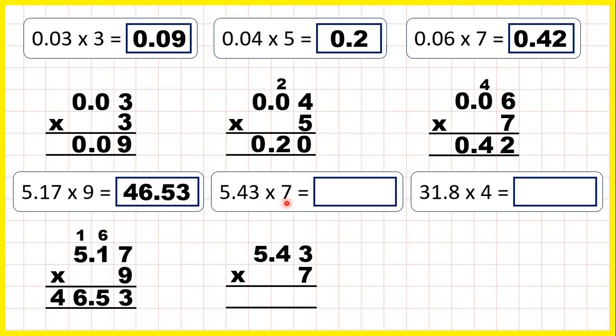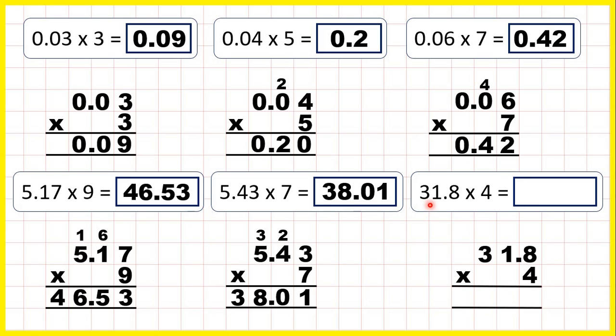5.43 times 7. There's our decimal point. 3 times 7 is 21, so 21. 4 times 7 is 28, plus 2 is 30, so 30. 5 times 7 is 35, plus 3 is 38, so we get 38.01. Finally, we have 31.8 times 4.